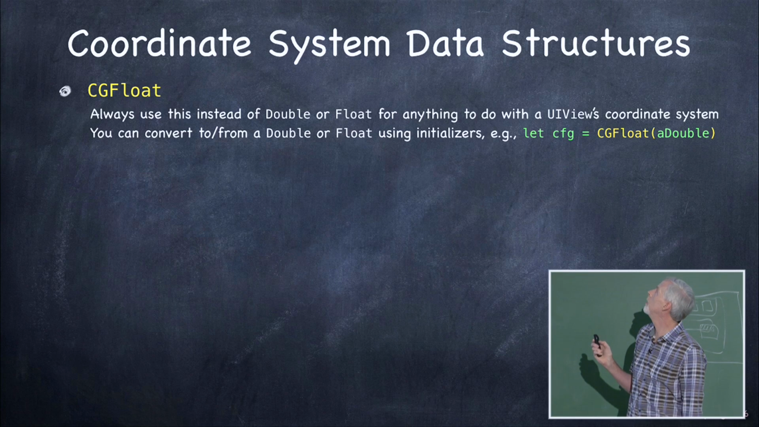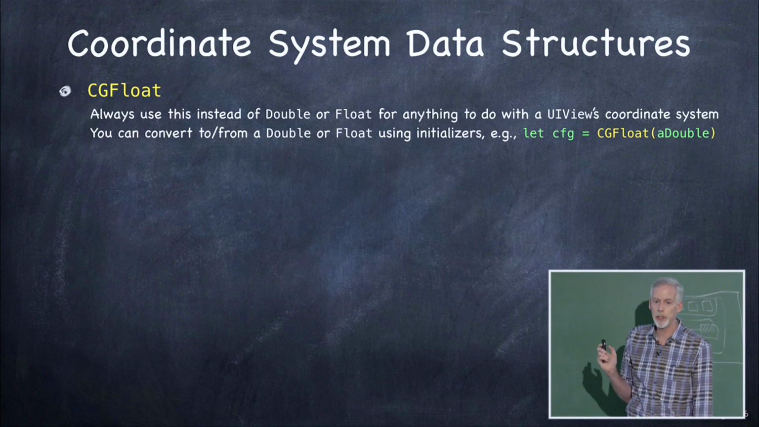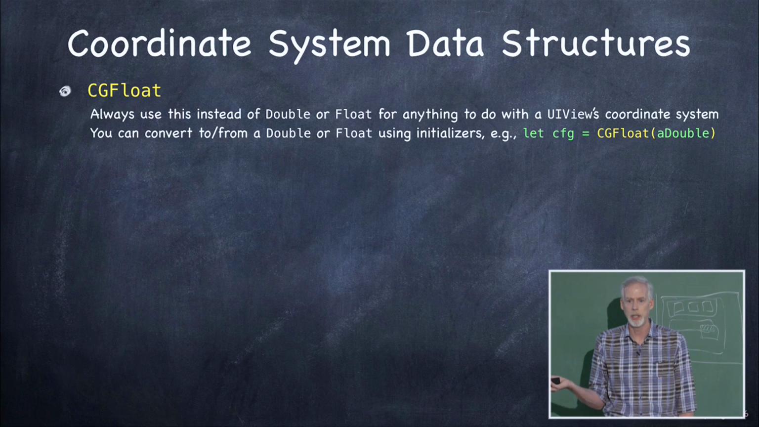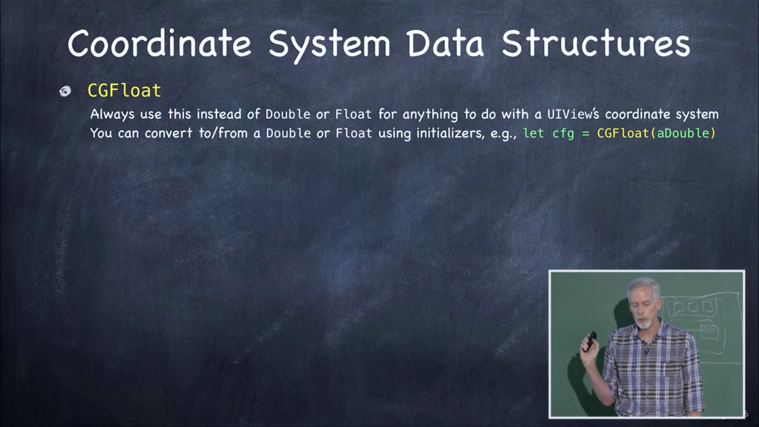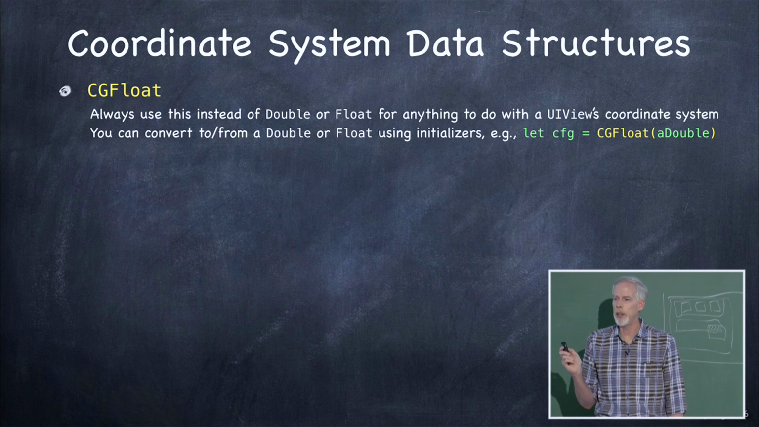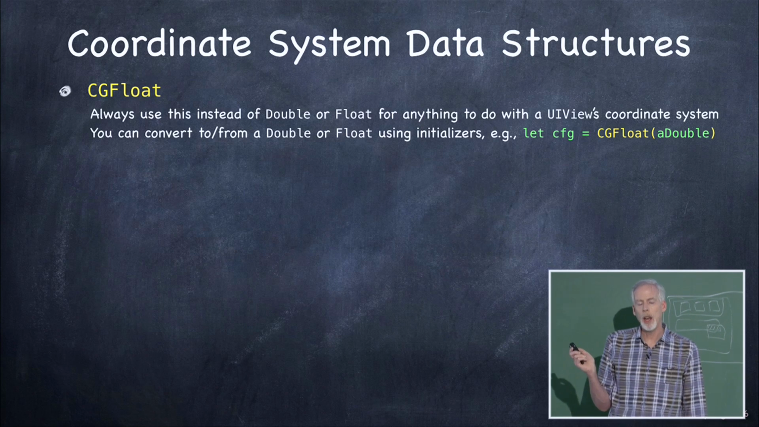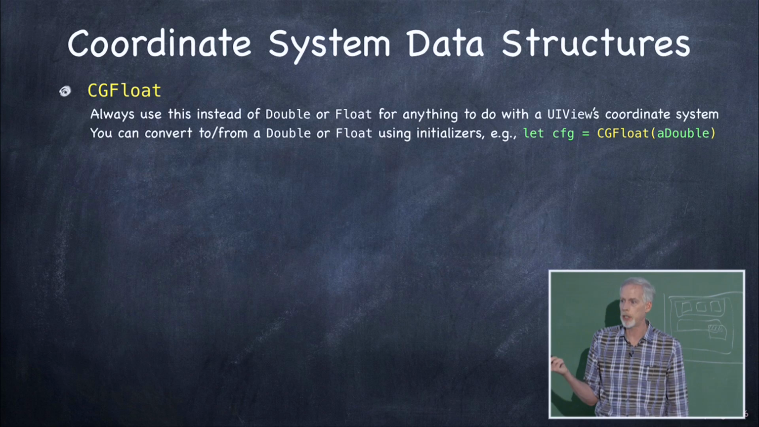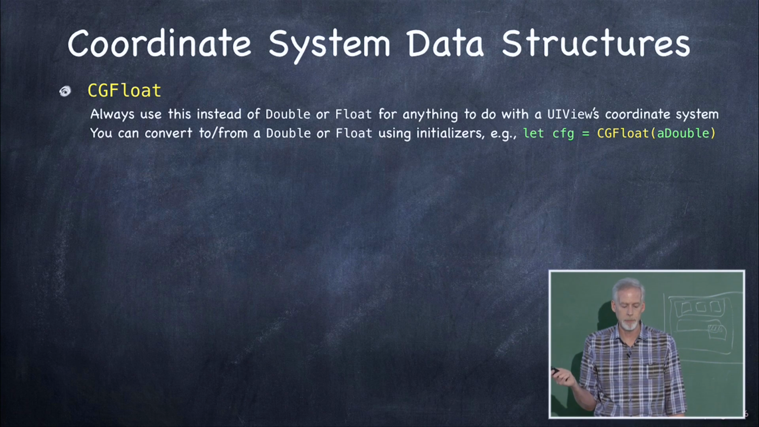By doing CGFloat, call its initializer. There's an initializer for CGFloat that takes a Double, luckily, and another one that takes a Float, okay? So always use CGFloats. You'll run into some trouble here and there because you're trying to pass Doubles into API that takes CGFloats, because it's drawing API, okay?